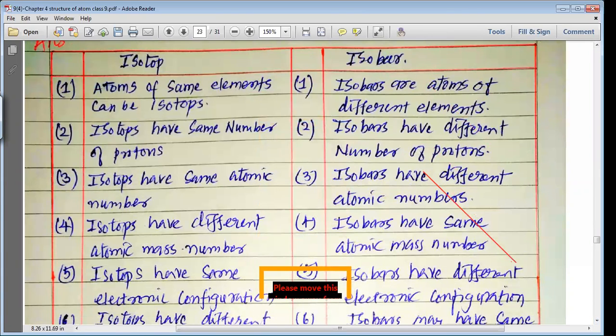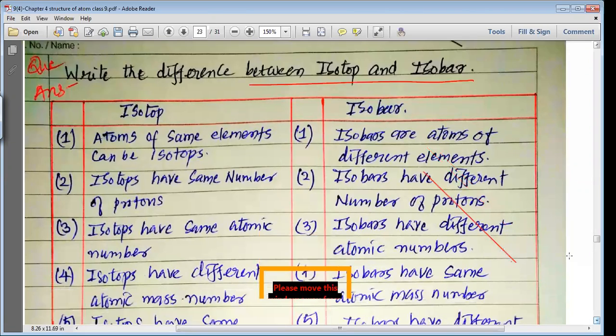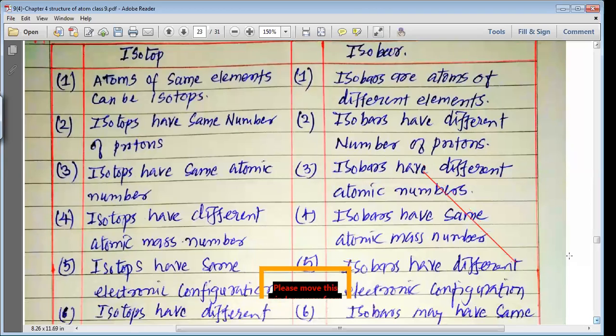So now let us write the difference between the isotopes and isobars. Let us first write about isotopes. Isotopes are the atoms of the same element and isobars are the atoms of different elements. Next, isotopes have same number of protons and isobars have different number of protons. Isotopes have same atomic number and isobars have same atomic mass number. Please remember, or we can say that isotopes have same atomic number and isobars have different atomic numbers.